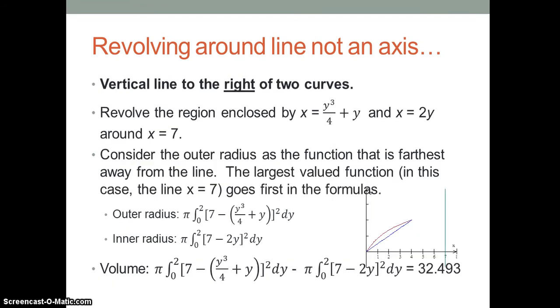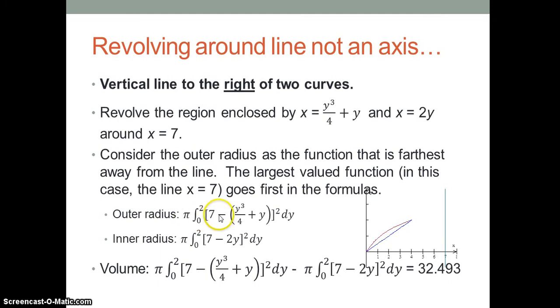And finally, a vertical line to the right of the two curves. This is very similar to a couple slides ago. We're going to revolve the region enclosed by x equals y cubed over 4 plus y, and x equals 2y, around x equals 7. We're going to consider the outer radius as the function that's farthest away from the line. That's the y cubed over 4 plus y. The largest valued function, in this case the line x equals 7, goes first in the formula.